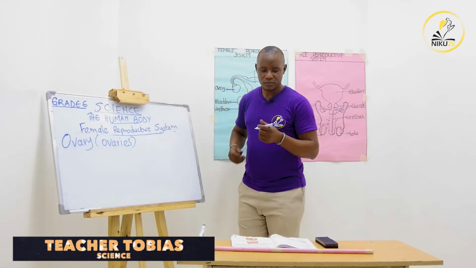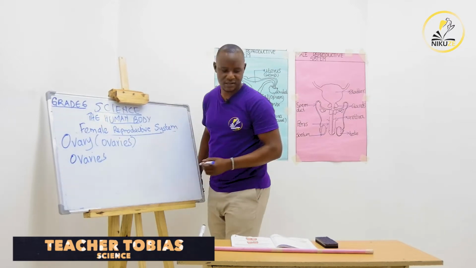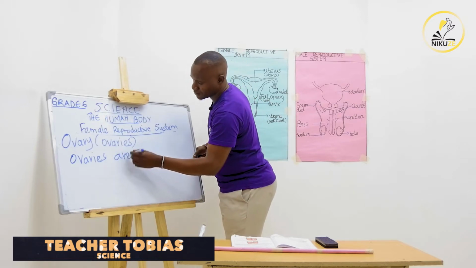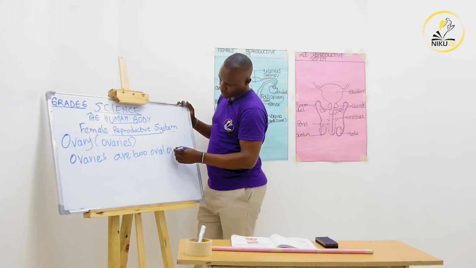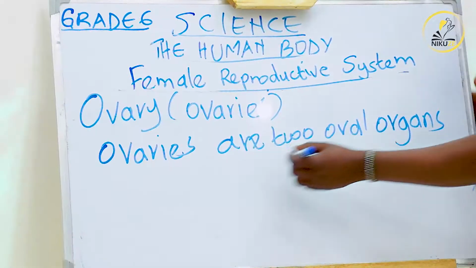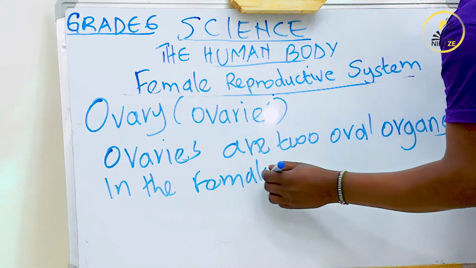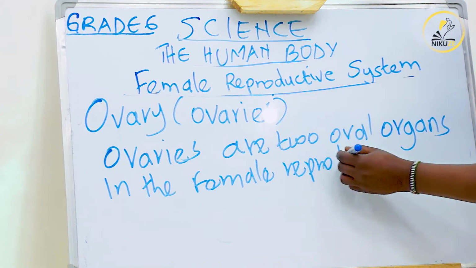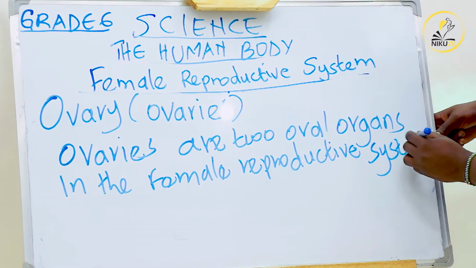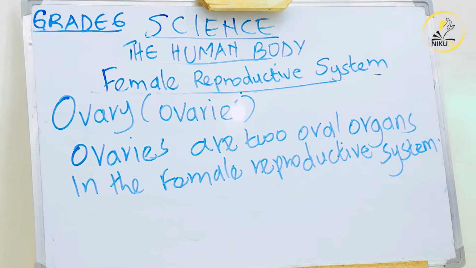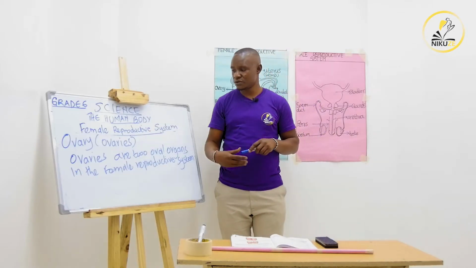So we talk of ovaries. Ovaries are two oval organs in the female reproductive system. So that is the definition of the word ovaries.